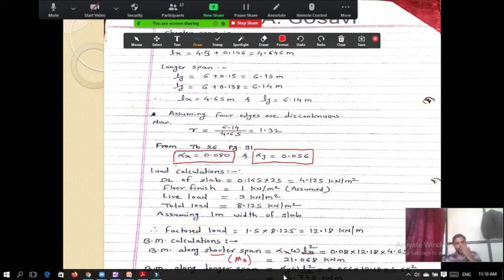14.74 is the bending moment along the longer direction, and along the shorter direction the bending moment is 21.06. So this is the value of Mx, and 14.78 is the value of My. Going to the next slide.